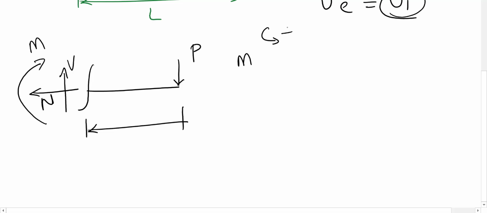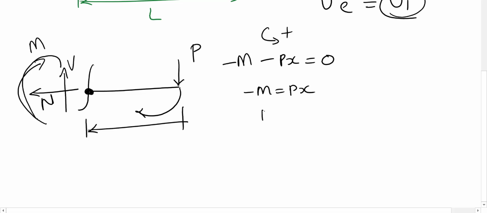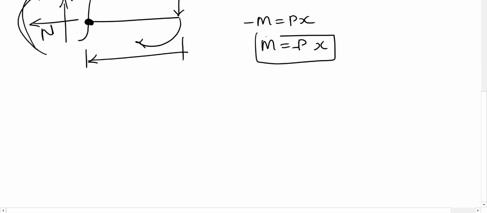So let's say anti-clockwise is positive, so this is clockwise moment, so it's minus M. This will also be clockwise moment, so minus Px equal to 0. Please note we are taking the moment at this point. So minus M is equal to positive Px, so M equals minus Px. That is the equation.